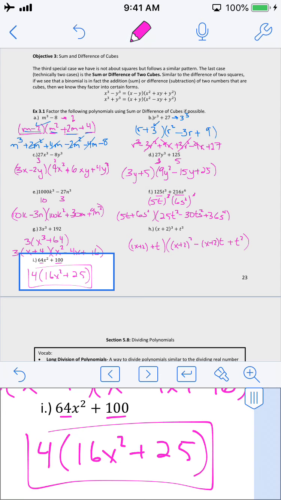Okay, special cases, 3 of them. Difference of cubes, perfect square trinomials, or trinomial squares. Difference of squares. Know them, love them, use them. And if you have any questions, please come see me.